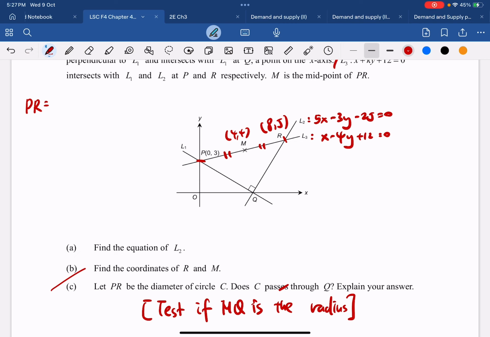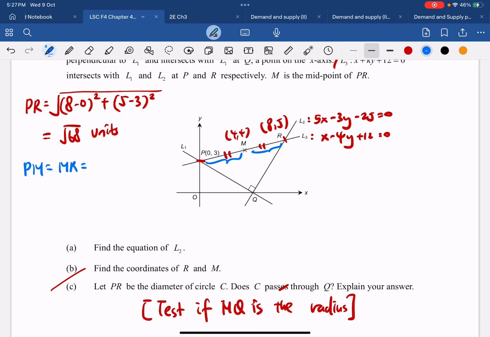The length of PR is the square root of (x minus 0) squared plus (5 minus 3) squared. So it should be root 60x unit. Which means that, since M is the midpoint, PM is the radius and MR is also radius, right? So PM equals MR, which equals root 60x divided by 2 unit.